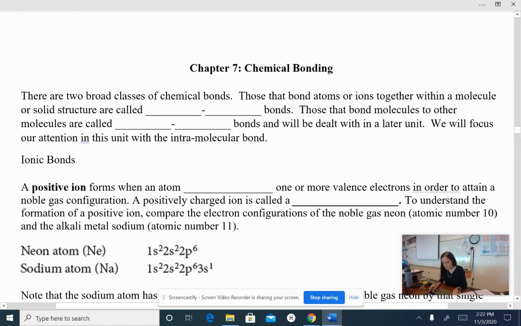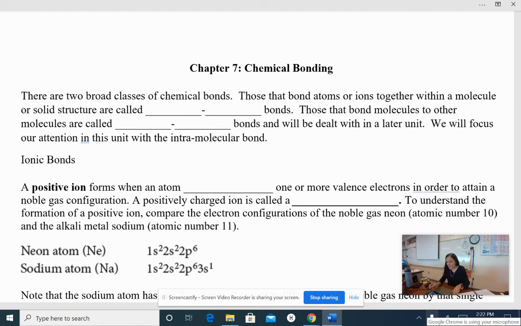Okay, honors chemistry people, we are going to start a new chapter today. We're going to start looking at how these atoms bond. Now that we have the electron patterns down, it's really easy to figure out how atoms bond. There are two broad classes of chemical bonds.